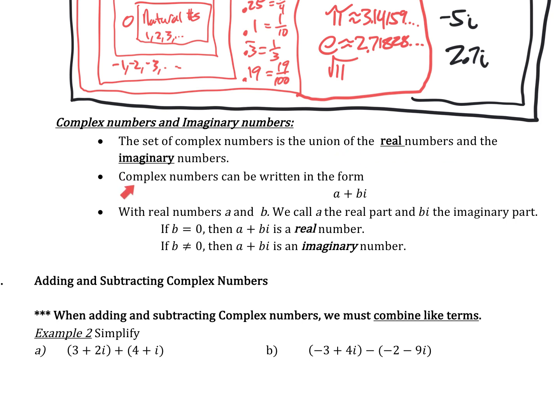And a complex number can be written as a plus bi, where a is a real number and bi is an imaginary number. So if b is 0, we have just a real number. If a is 0, this becomes just an imaginary number.